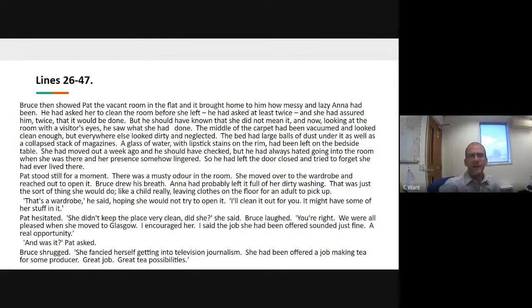Bruce then showed Pat the vacant room in the flat, and it brought home to him how messy and lazy Anna had been. He'd asked her to clean the room before she left. He had asked at least twice, and she had assured him twice that it would be done.